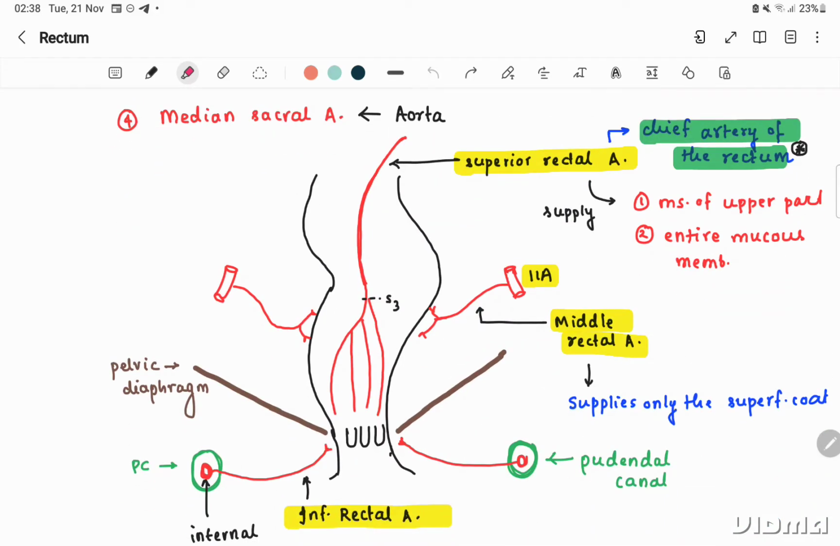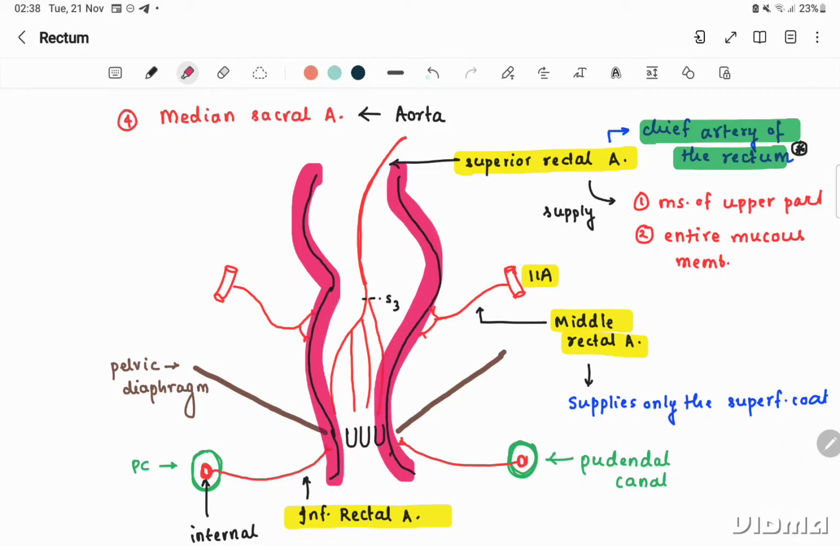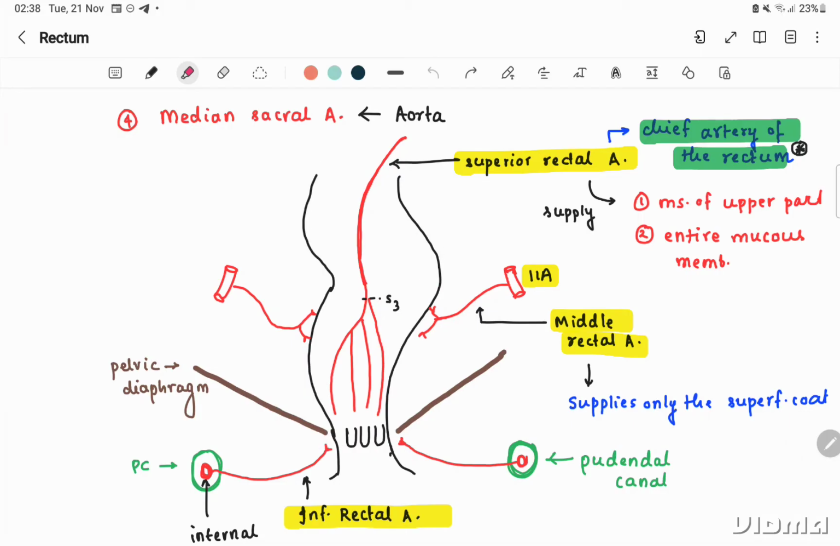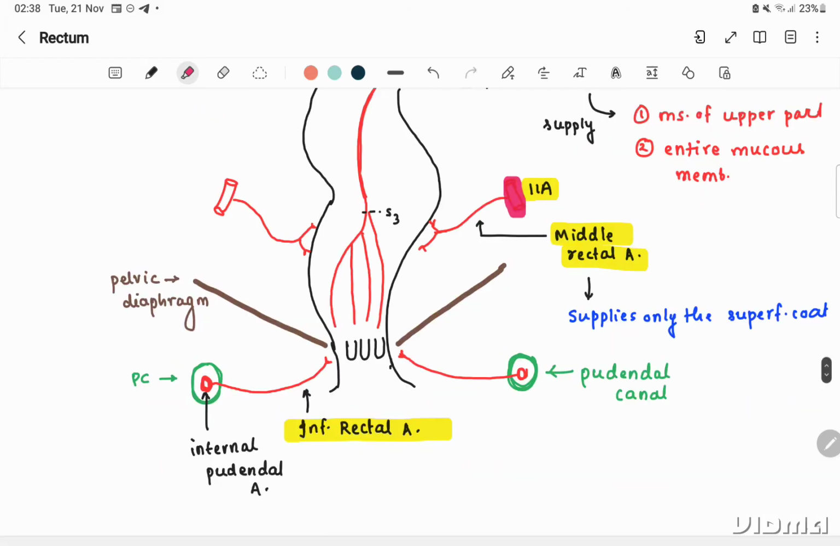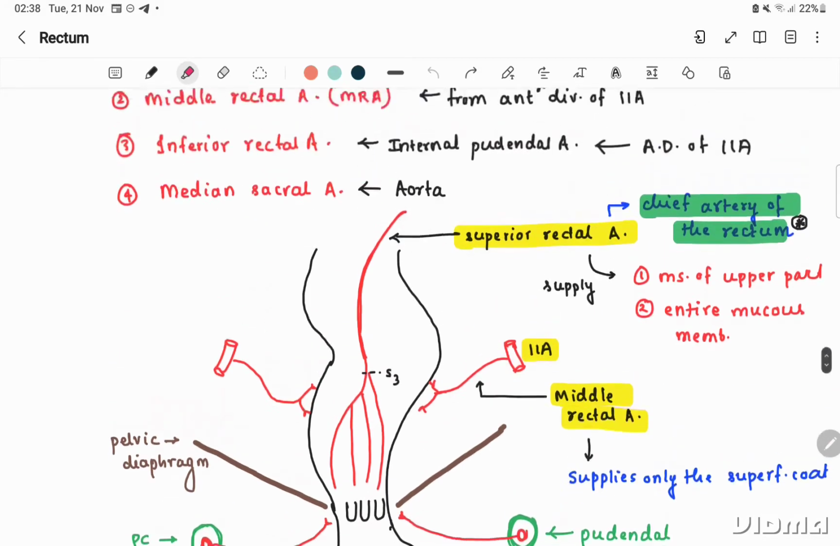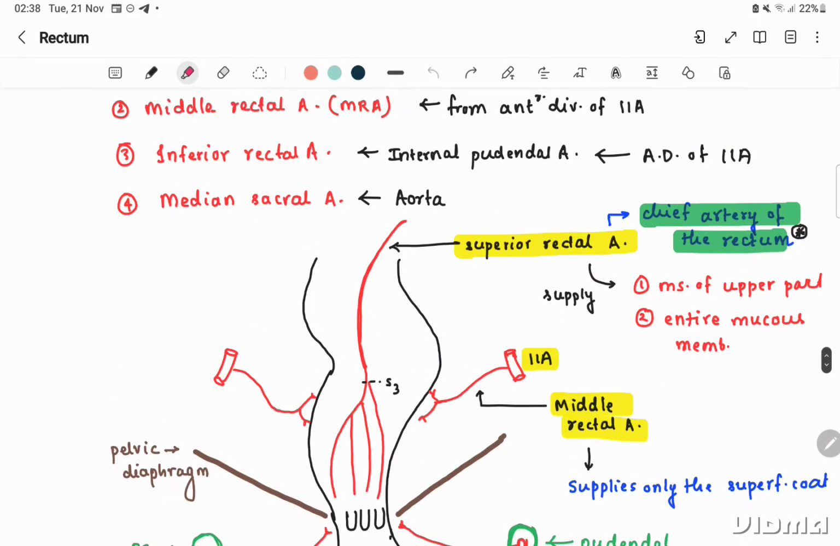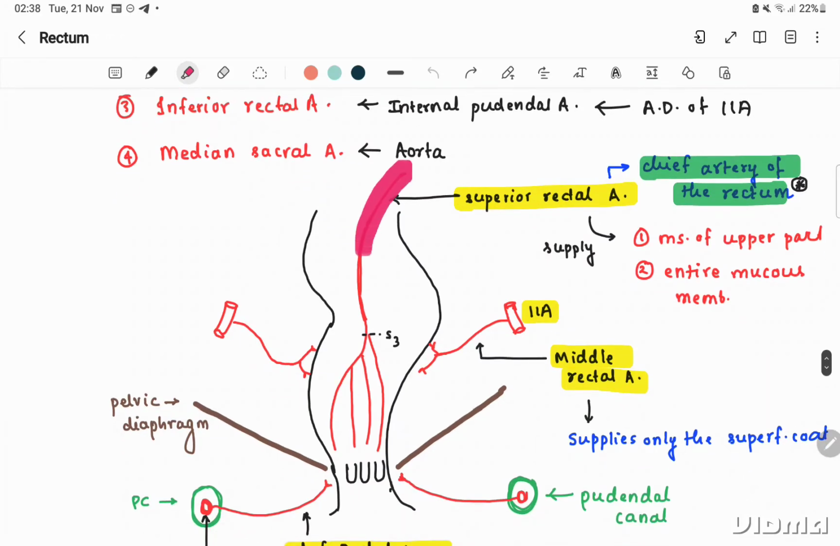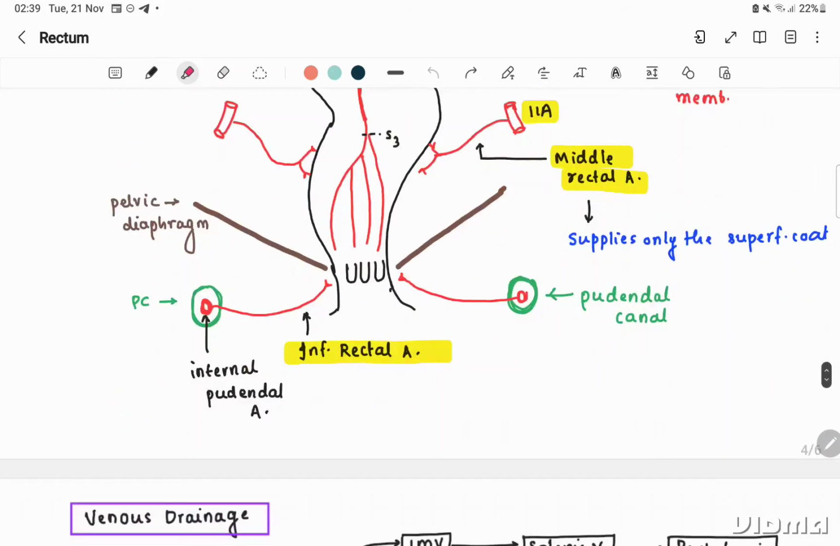How these arteries are supplying, you can see. So this is your rectum. You can draw your rectum like this, and we have an internal iliac artery like this, giving up your middle rectal arteries. And your superior rectal artery, the continuation of your inferior mesenteric artery, is coming, and at S3 level, it is dividing into 4 branches.